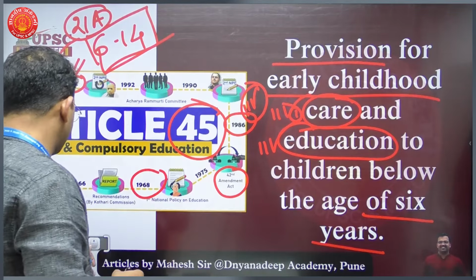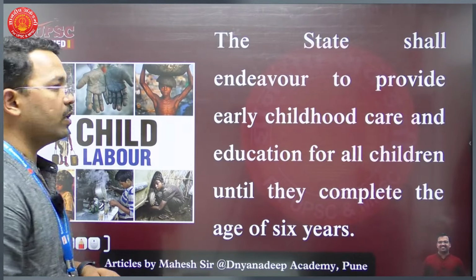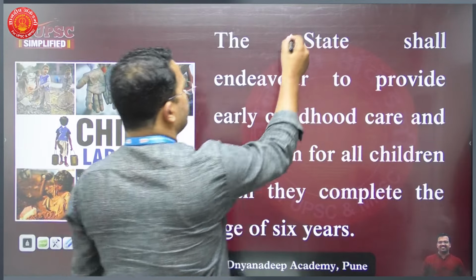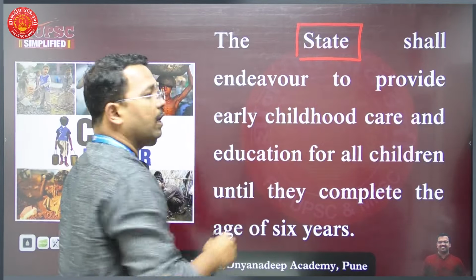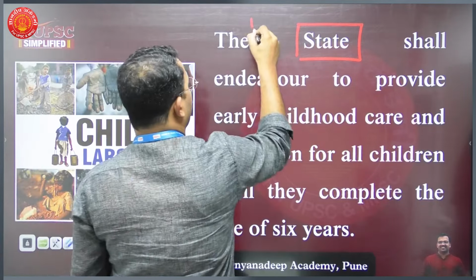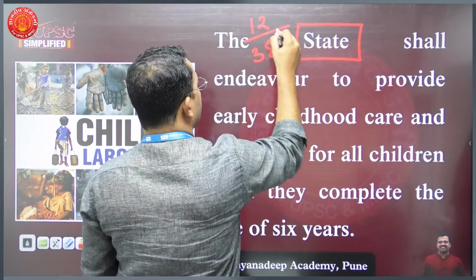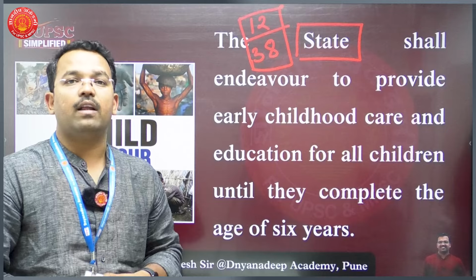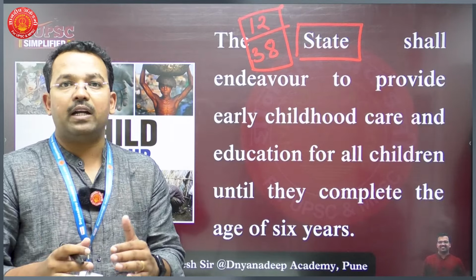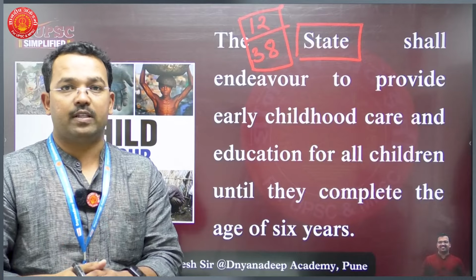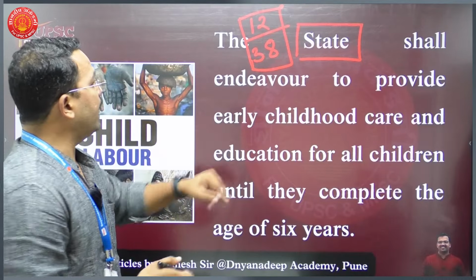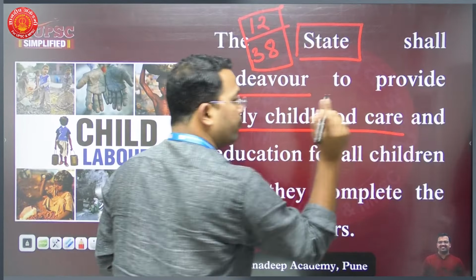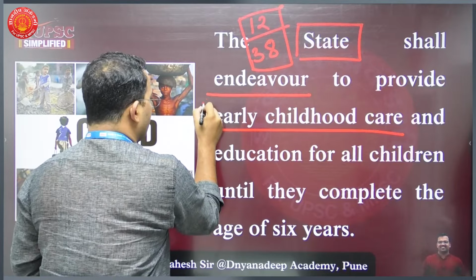What does it say? See, it is very interesting. Try to understand the wording and the basic objective behind this article. It says that the state. Now we have seen the definition of the word state in Article 12, and as per Article 38, the word defined in Article 12 should be used as it is for the state for the provisions of this Part 4, that is, the directive principles of state policy. Here it says the state shall endeavor, that is, the state shall make efforts to provide early childhood care.